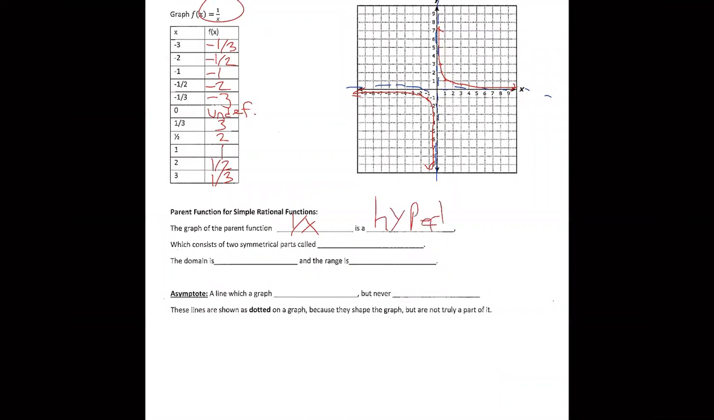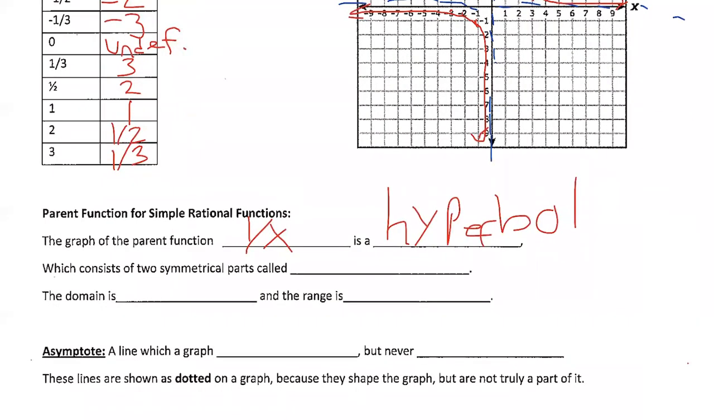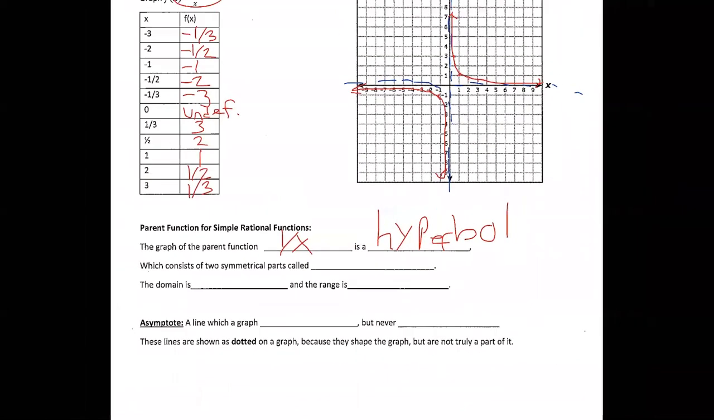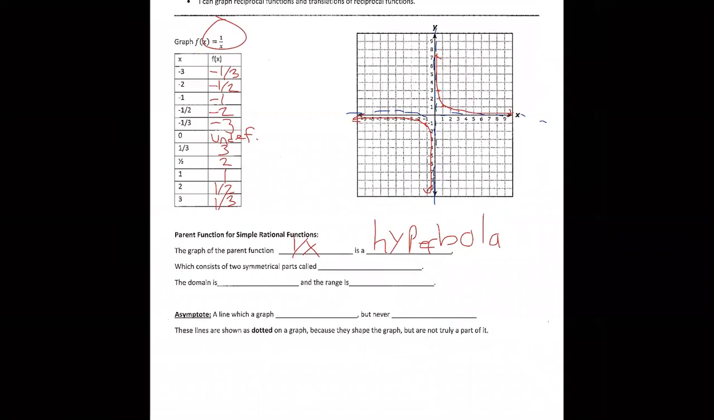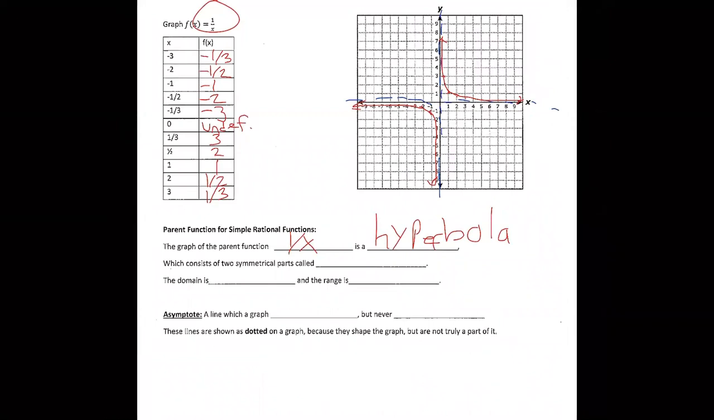That's the proper name. When we graph a quadratic, we call it a parabola. When you graph a rational function, you're going to get something called a hyperbola. That's what this shape is called, where you have these two split branches, which consist of two symmetrical parts. Like I said, these are called branches. We have a branch in the bottom left quadrant, and we have a branch in the top right quadrant. So there's two different parts, and we call these branches.